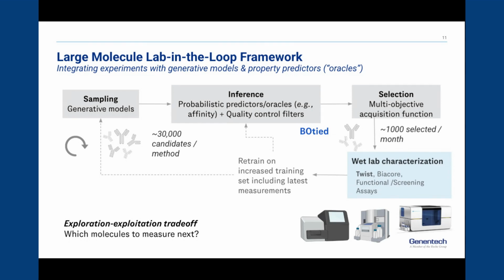After expression, antibodies are affinity purified, and concentration is measured by optical density. Then the binding affinity of these designs and lead antibodies is measured by surface plasmon resonance, or SPR. After we get all these measurements, like I said, the most important step is putting that back into the models, retraining, and then repeating.